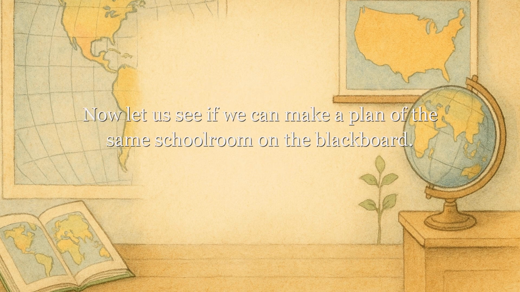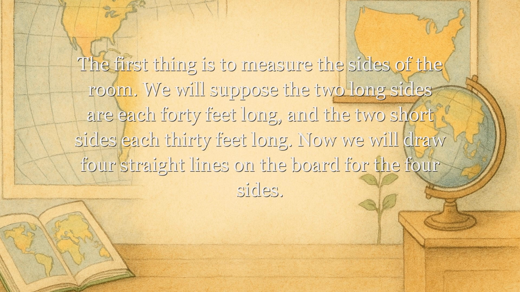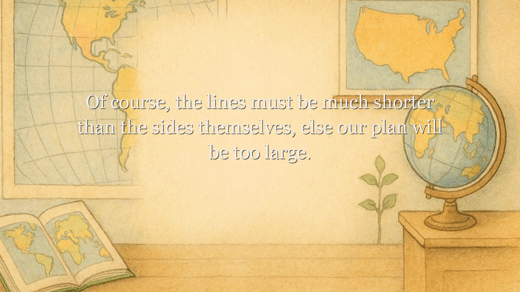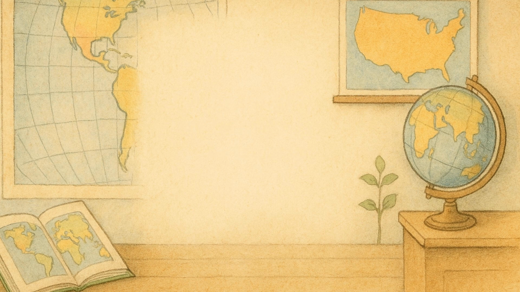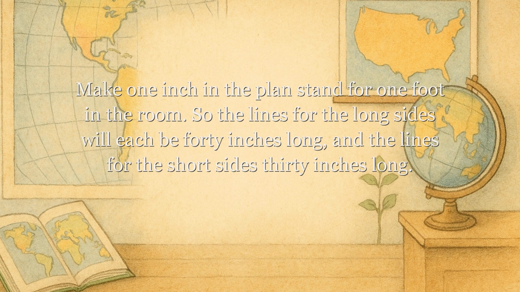Now let us see if we can make a plan of the same schoolroom on the blackboard. The first thing is to measure the sides of the room. We will suppose the 2 long sides are each 40 feet long and the 2 short sides each 30 feet long. Now we will draw 4 straight lines on the board for the 4 sides. Of course, the lines must be much shorter than the sides themselves, else our plan will be too large. Make 1 inch in the plan stand for 1 foot in the room, so the lines for the long sides will each be 40 inches long, and the lines for the short sides 30 inches long.